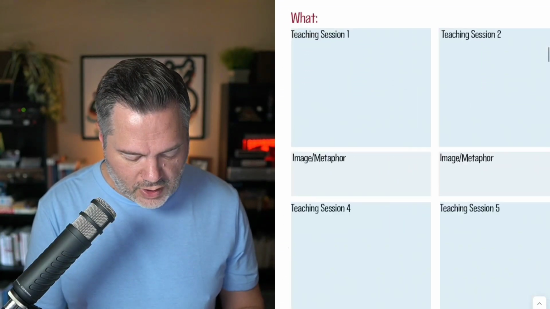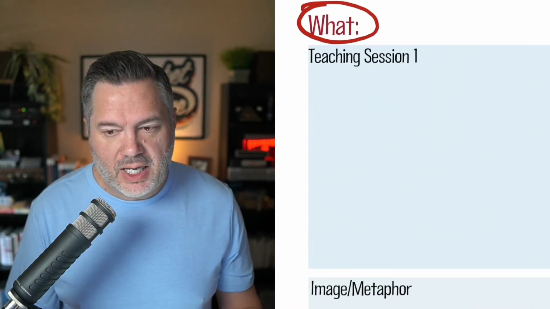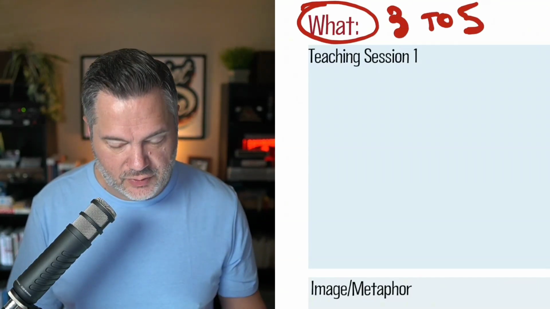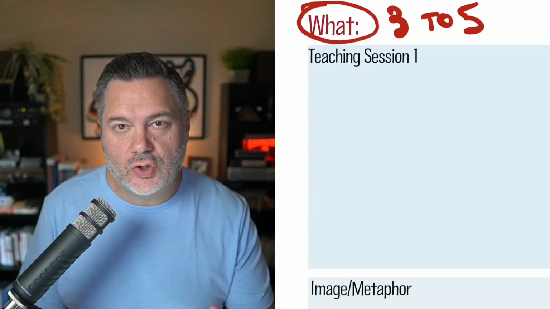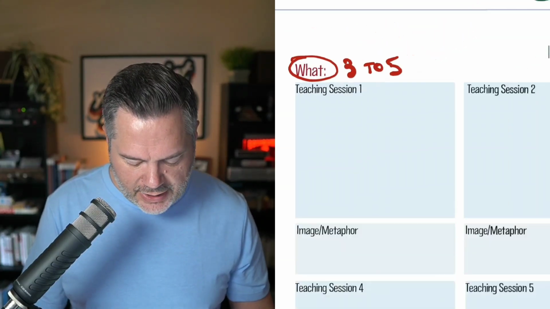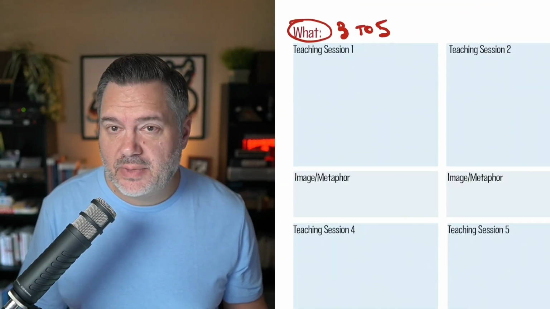Next, we move to the what. Now, the what is all about what are the 3 to 5 big principles that we need to get right in order to accomplish the goal of this workshop. And so I like to think of them in 3 words.